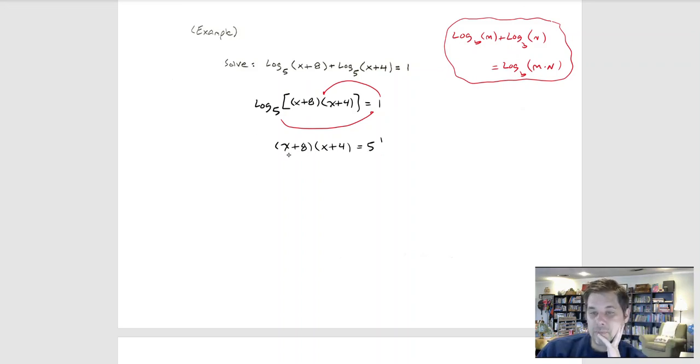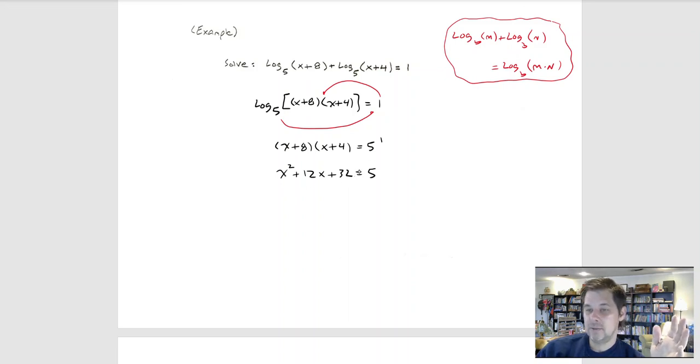We want to multiply all this out and then ultimately solve it by factoring. Okay, that's what we'll do when we're in this situation. So for me to multiply all that out, I'll use FOIL multiplication. I'll get x squared plus 12x plus 32, and over here 5 to the first power, 5. Now ultimately I'm going to solve this by factoring, and to do that I need a 0 on one side and I need to factor the other side.